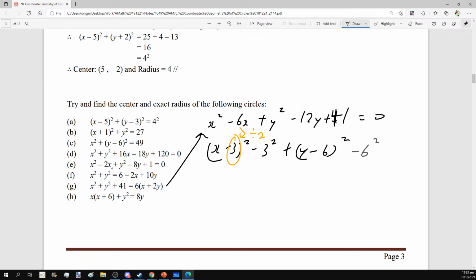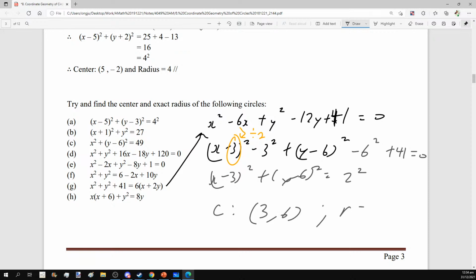From here, then let's carry over to 41, we'll get 0, and let's see, we should expect this to turn out to be x minus 3 square plus y minus 6 square equals to 2 square. Well, equals to 4, but you get the idea. And from here, we have the center to be 3, 6 with a radius of 2. Right?